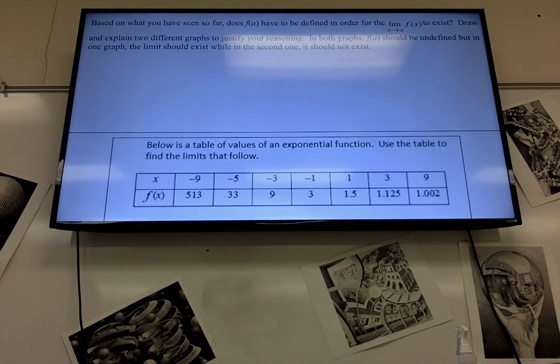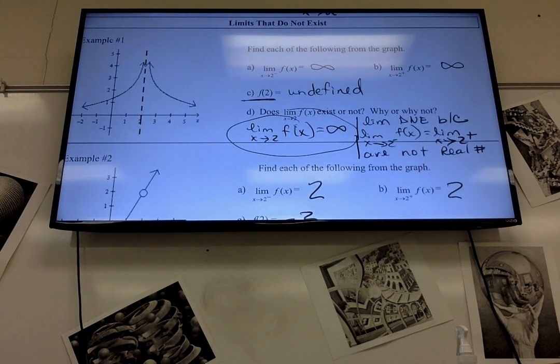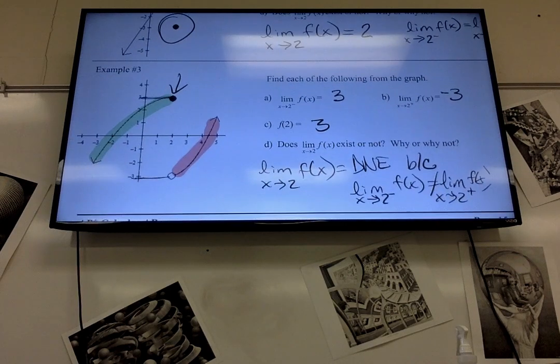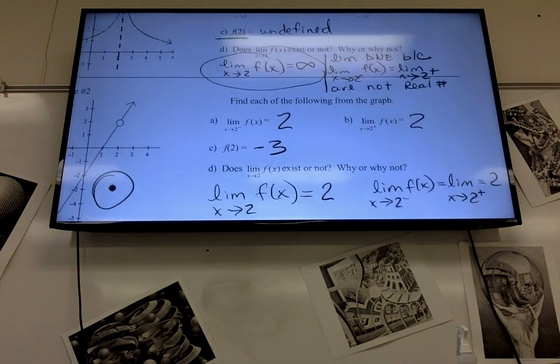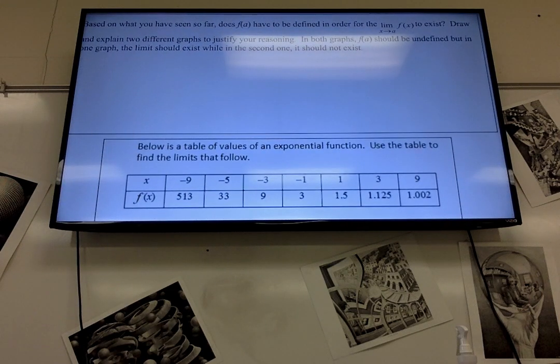Okay. So based on what we've seen, does f of a have to be defined in order for the limit to exist? No. Like in this one, f of 2 was not defined, but the limit did exist. That goes back to what I was saying. It doesn't matter at all what f of a is. It doesn't have to be defined in order for the limit to exist.